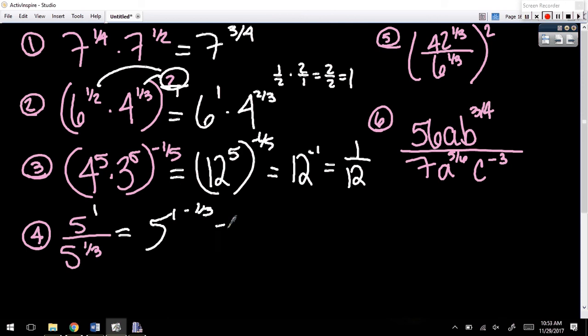2/3. Not negative, but 2/3. Because if I have a whole pizza and I take a third of it away, what am I left with? 2/3. Some of a pizza, yes.